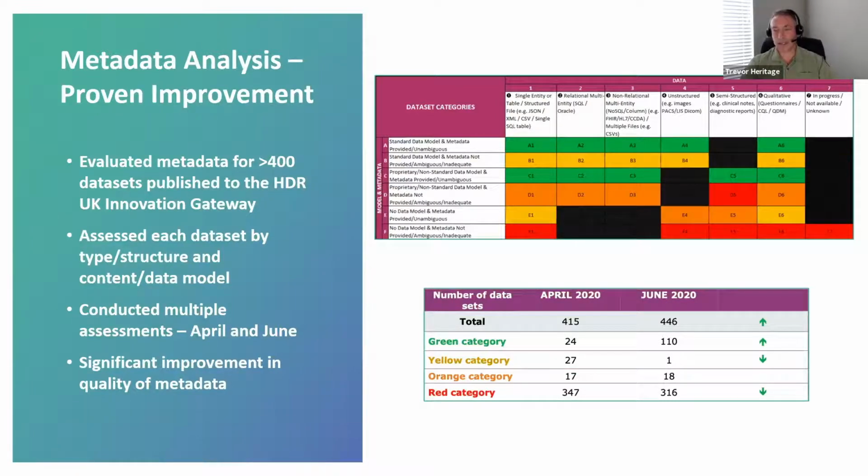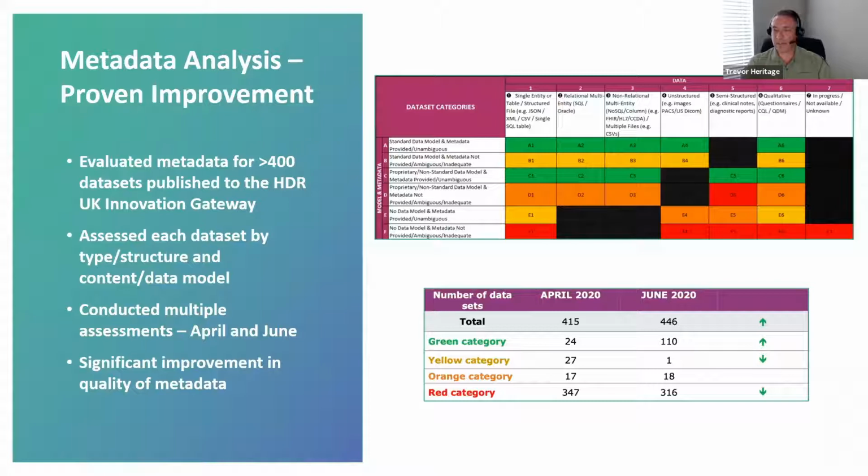We did our first analysis at the beginning of the project in April. We looked at 415 data sets. And disappointingly, I guess, only 24 of those data sets fell into the green category. And at the time, over 80% of the data sets were in one of the red categories. So not readily accessible or usable from the consumer's perspective.